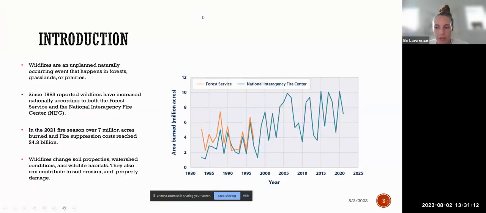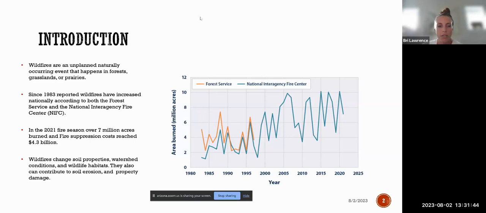A little bit of history on wildfires in general. They're unplanned, usually naturally occurring events. They happen in forests, grasslands, and prairies. Since 1983, reported wildfires have increased nationally, according to both the Forest Service and the National Interagency Fire Center. Here's a chart showing all of that data going back to 1983.